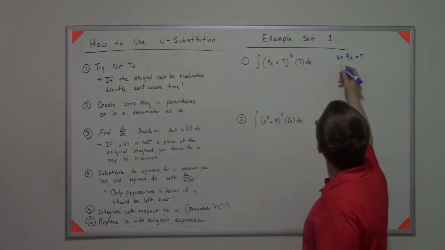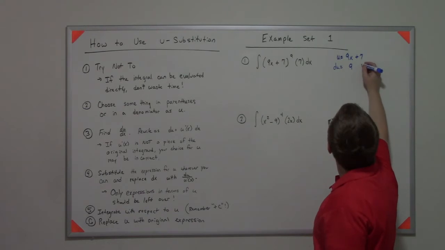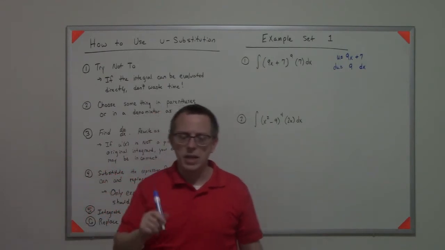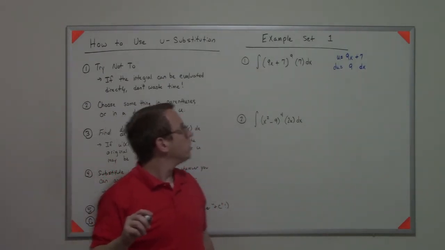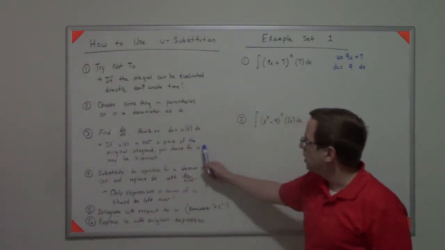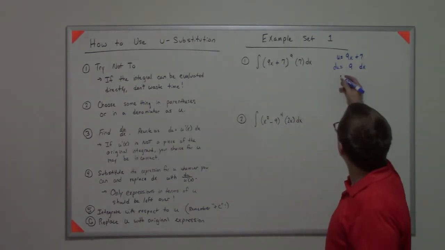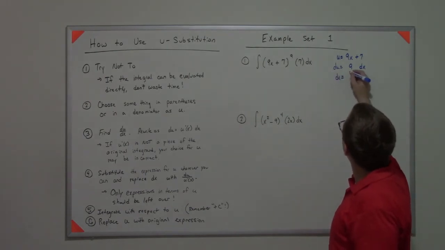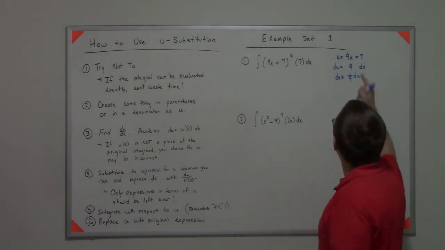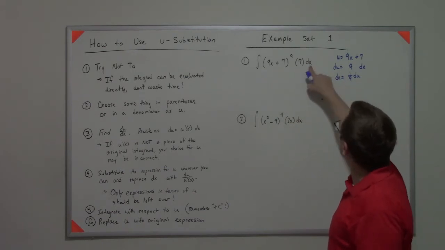I'm going to write that as du equals the derivative here, 9 dx. So I have 9 dx. Okay, so with that, what I'm going to do is change that into this. I'm going to say dx equals 1/9 du. The reason I'm doing that is then I've got something here that's going to replace that, and something here that's going to replace that.